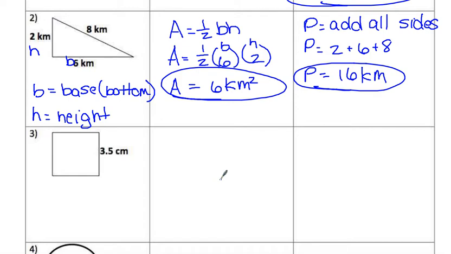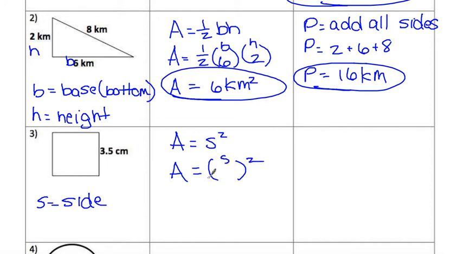Now to do the square, if we look at our formula sheet, the area formula is A equals S squared. And S stands for the side. So area equals the side squared, and the side in this case is 3.5. And if you do 3.5 squared in your calculator, there's a little exponent button above the division symbol, and then you can hit the 2 and then hit equals. 3.5 to the second power is going to be 12.25 centimeters squared, area squarea.